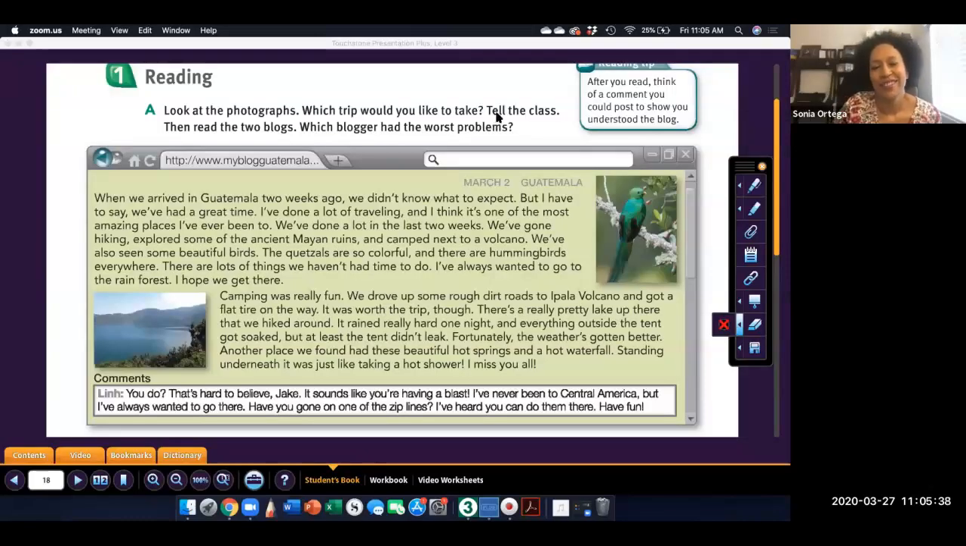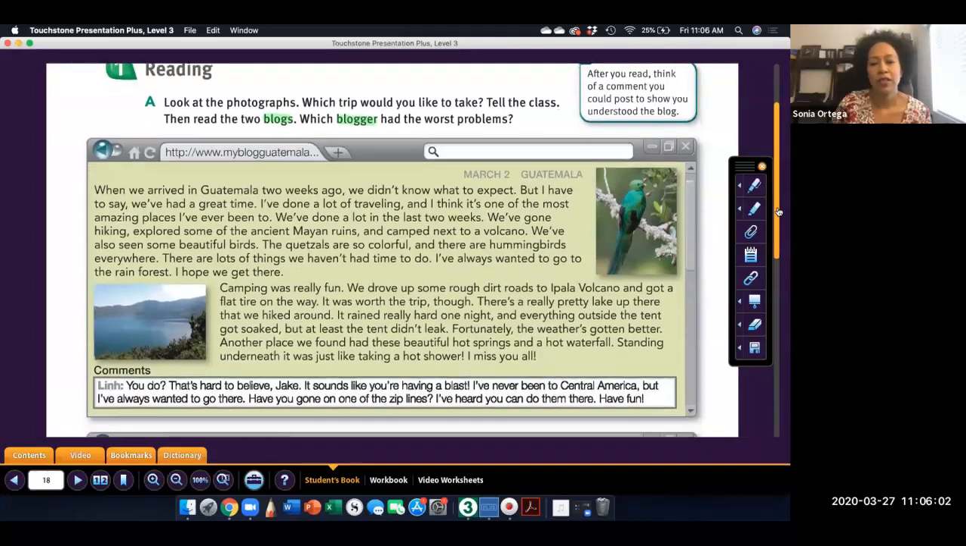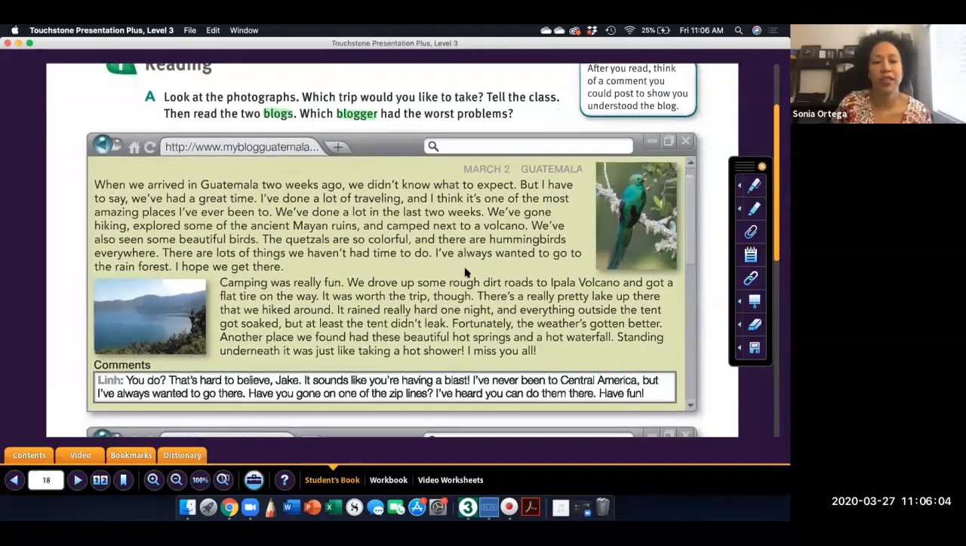Hi, so this is a lesson for level 3. This is Unit 2, Lesson D. This is on page 18 of your textbook, and it starts with reading. So we've mentioned before blog. Blogger is the person who writes the blog. So on this page are 2 blog entries. Please pause the video and take a moment to read this first entry.